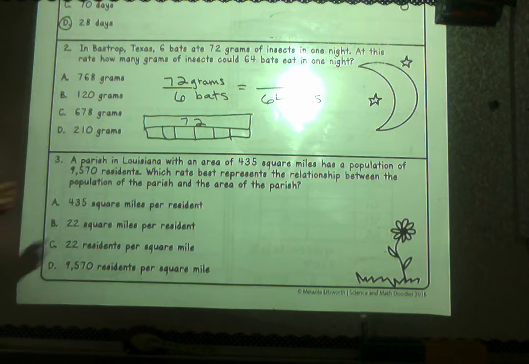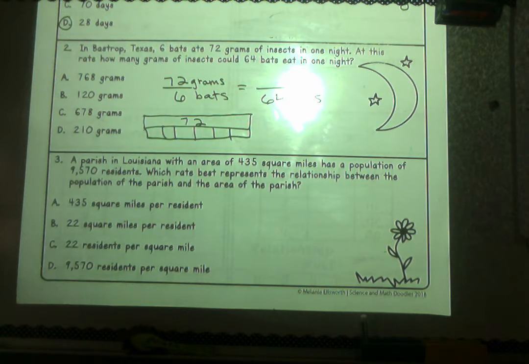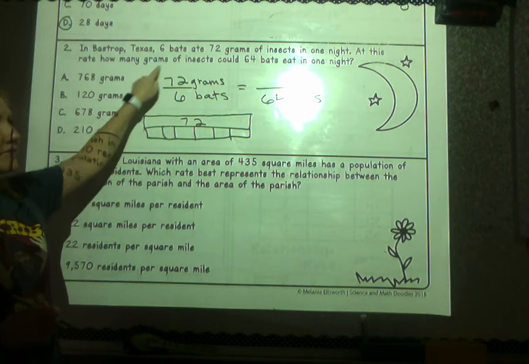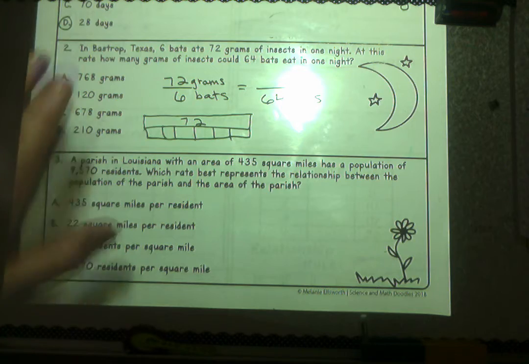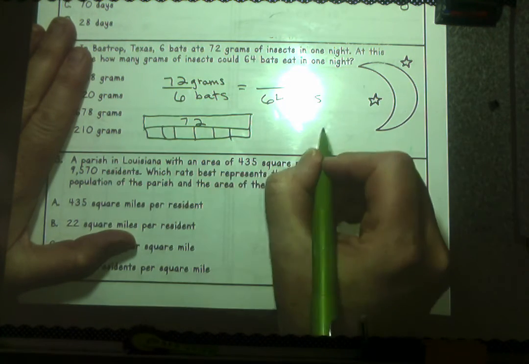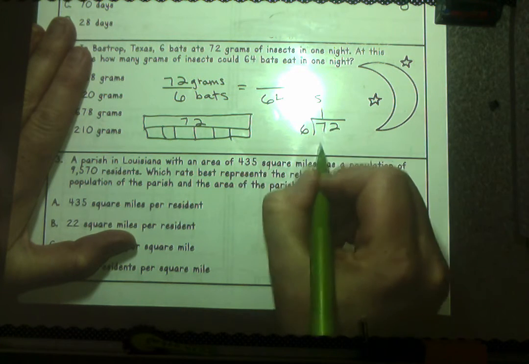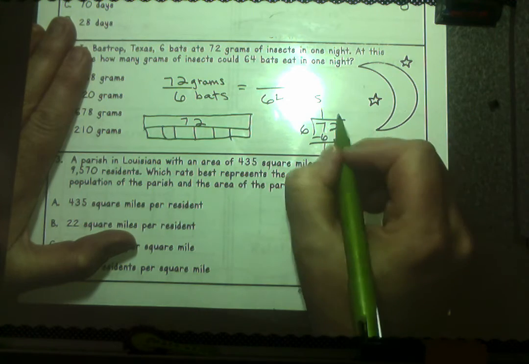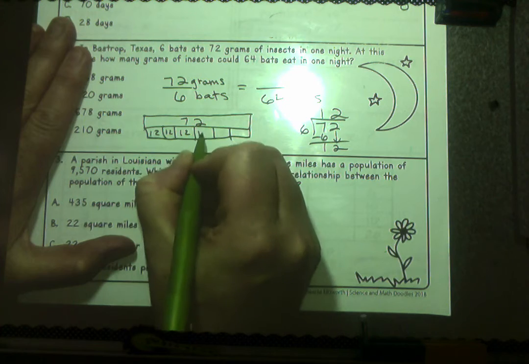This one's more complicated because I can't really make 6 look like 64, right? There's nothing times 6 that makes it 64. So I'm going to have to find out what the value of this is through division. So when I divide 72 by 6, I get 12. So each bat ate 12.